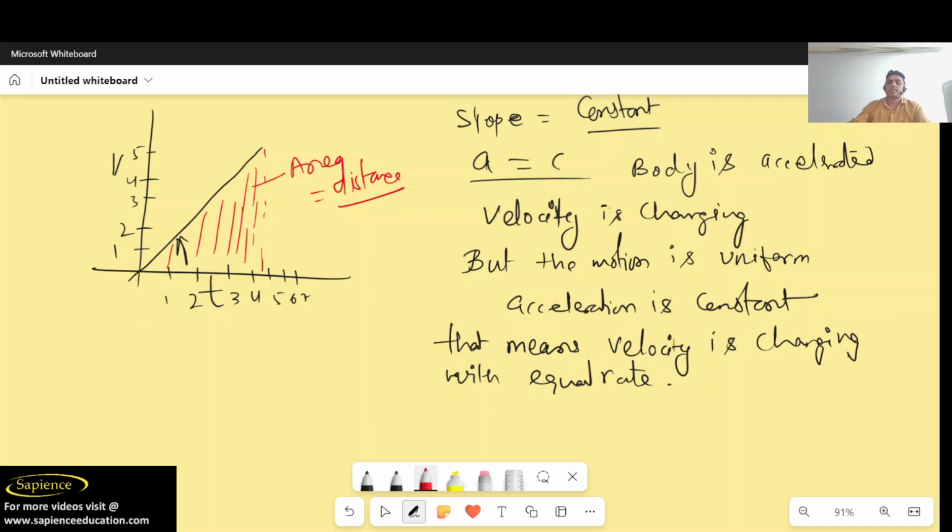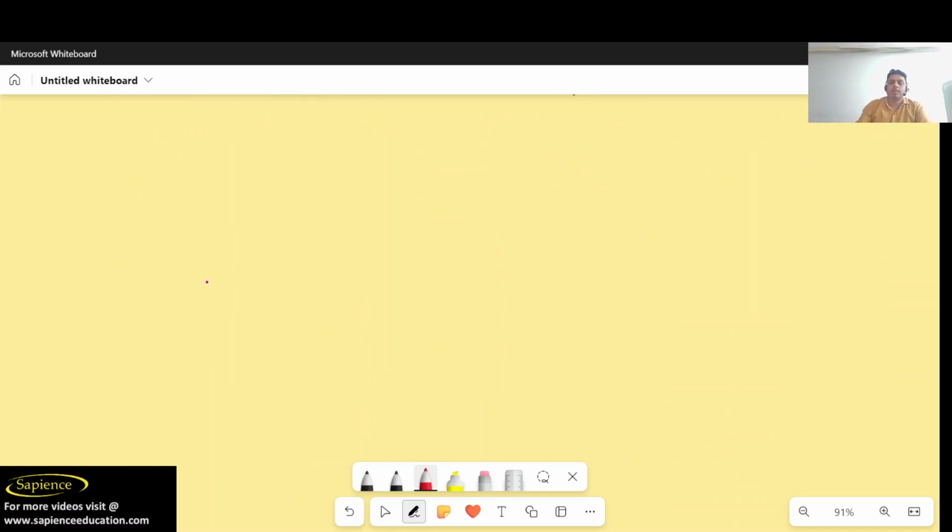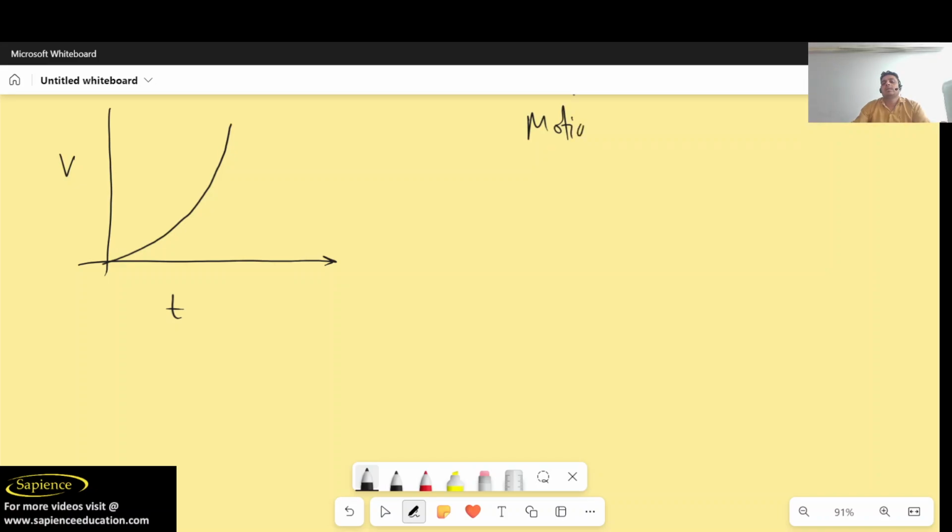Now there may be a different variety of a velocity time graph. See here, let us consider this as a velocity time graph. So it may be like this. So from graph we can conclude that motion is non-uniform. Why this is non-uniform, you should understand.